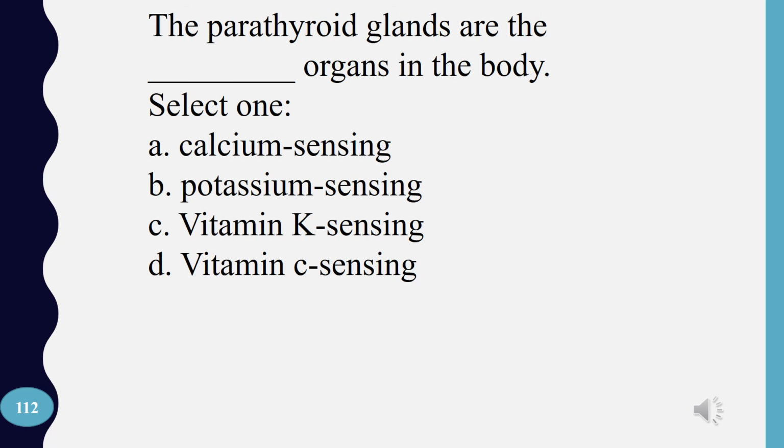The parathyroid glands are the what organs in the body? A. Calcium sensing. B. Potassium sensing. C. Vitamin K sensing. D. Vitamin C sensing. The answer is A. Calcium sensing.